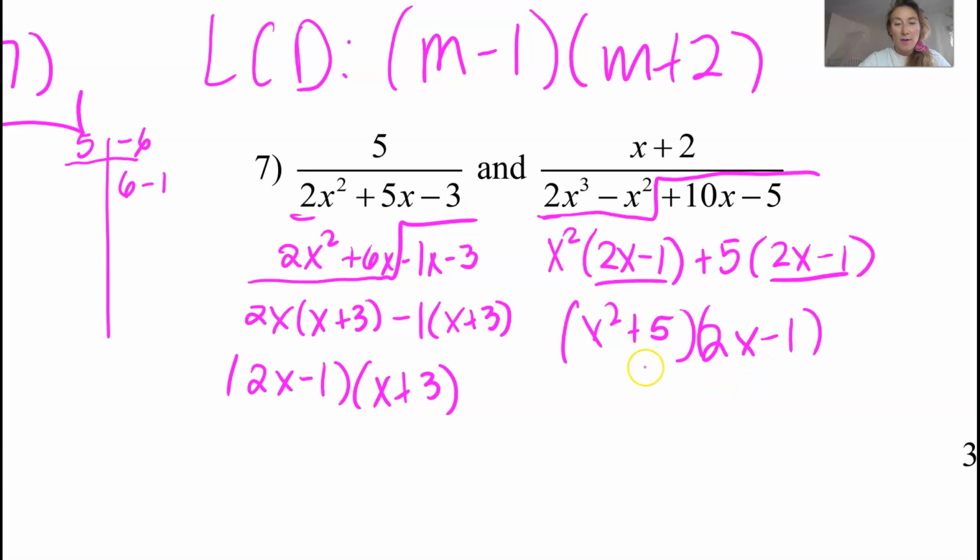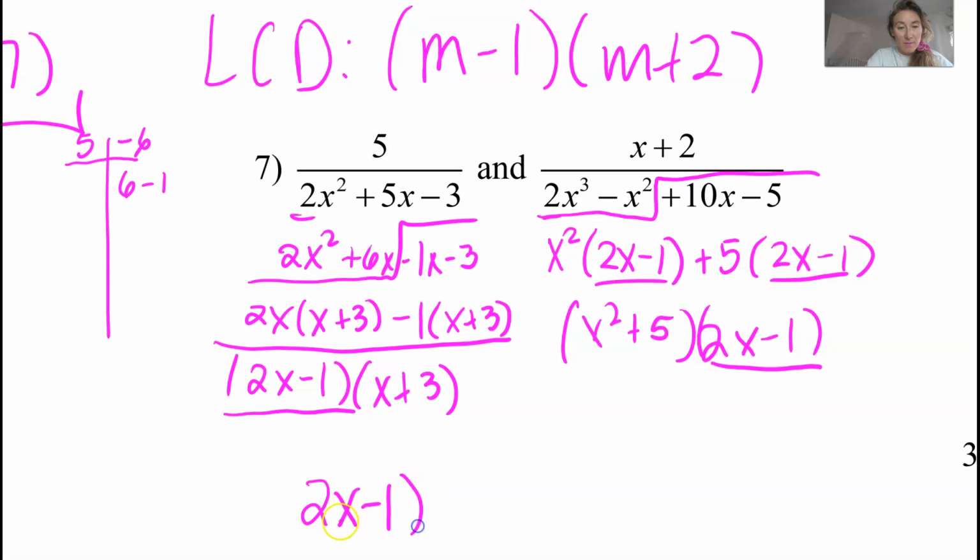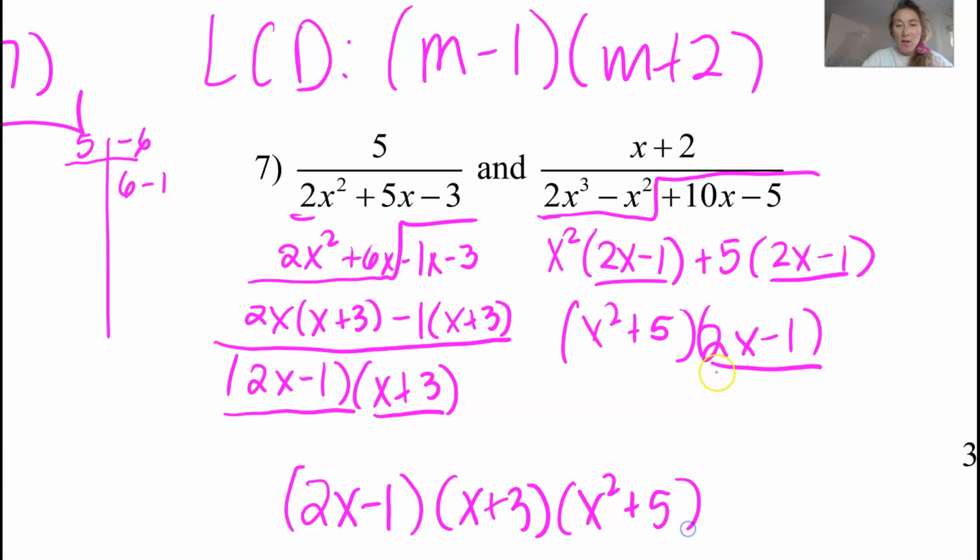And so, okay, now I can see them all. So I've got the 2x minus 1 and the 2x minus 1. I only need that once in the denominator. I need the x plus 3, and I need the x squared plus 5. So this side is missing the x plus 3, and then this side is missing the x squared plus 5.